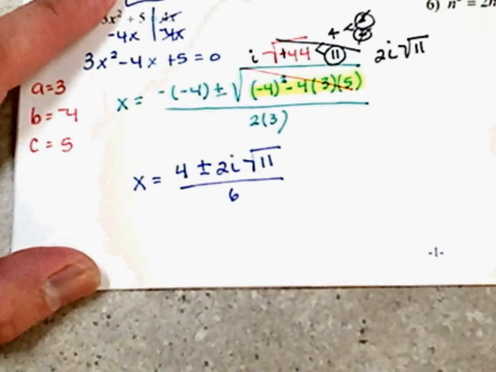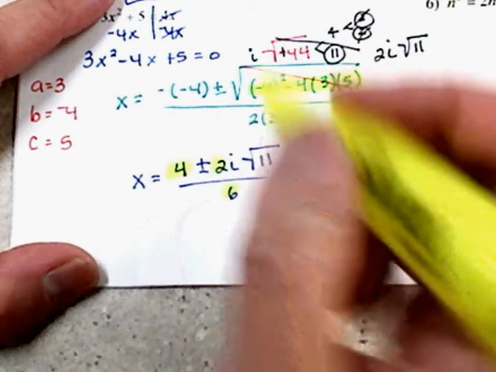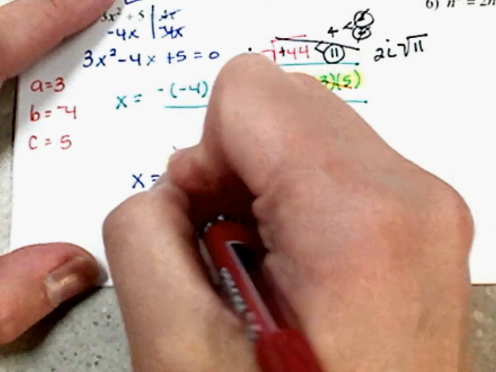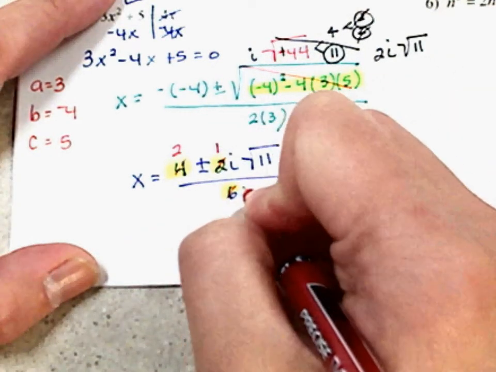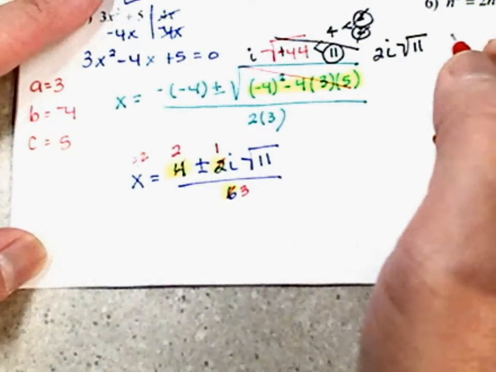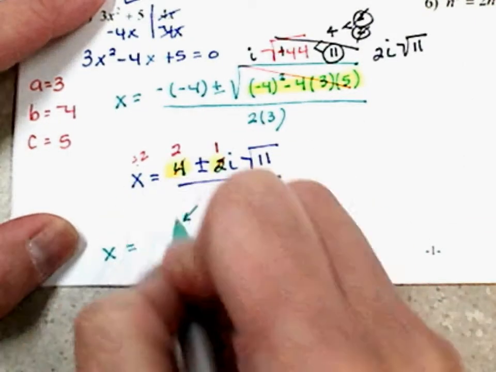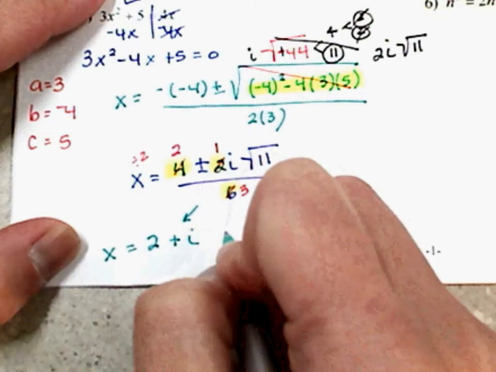Take a look at your number. Can I simplify that some more? What do I divide by? 2. 4 divided by 2 is 2. 2 divided by 2 is 1. 6 divided by 2 is 3. So you divided everything by 2. Okay? All right, let's rewrite your answer. The first one, 2 plus 1i square roots of 11 over 3.